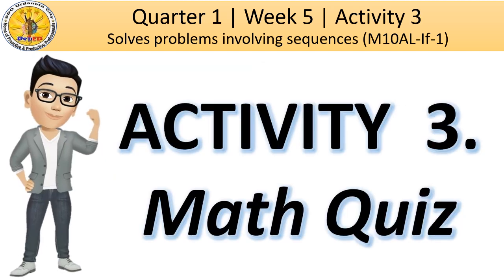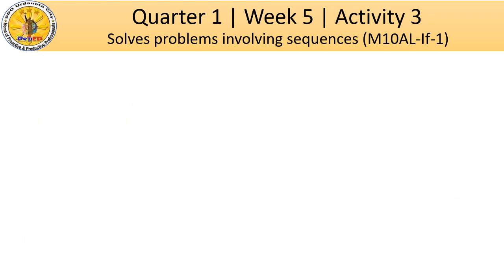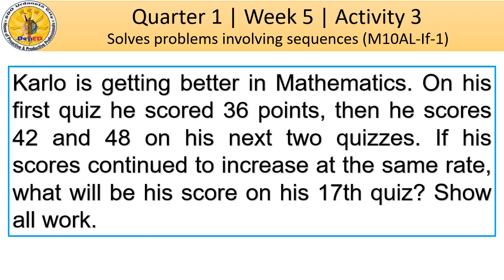Let's answer Activity 3, Math Quiz. Carlo is getting better in mathematics. On his first quiz, he scored 36 points. Then he scored 42 and 48 on his next 2 quizzes. If his scores continued to increase at the same rate, what will be his score on his 17th quiz? Show all work.